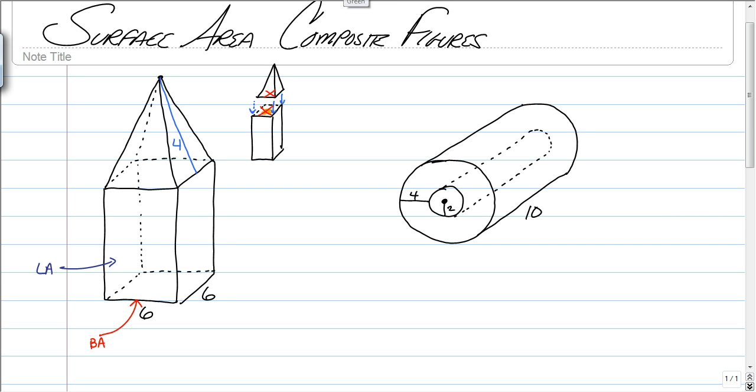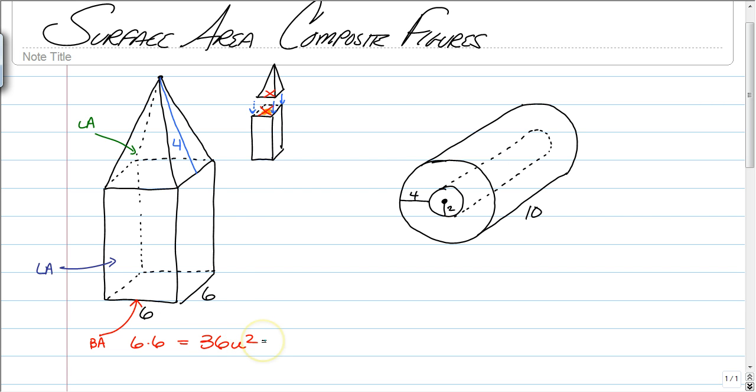And again, we have glued these two bases together, so we do not need to find the top base of the prism or the bottom base of the pyramid, which leaves us with just the four triangular lateral faces of the pyramid. And then after that, you're just going to add those three pieces together. Okay, so let's go check it out. First step, the base area. It's a square.